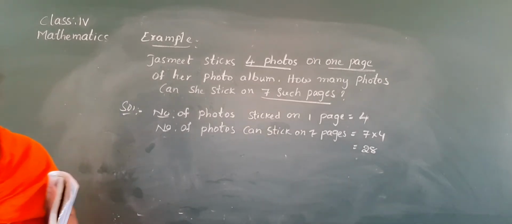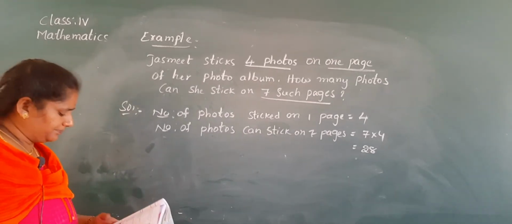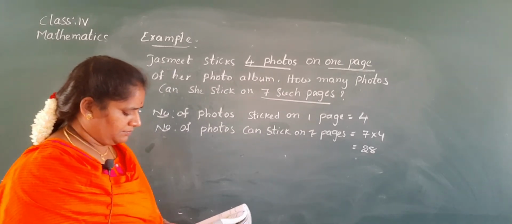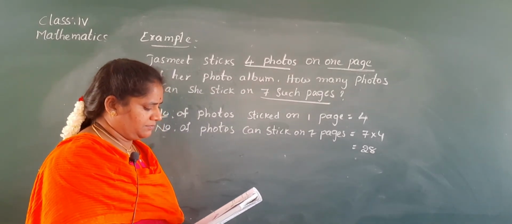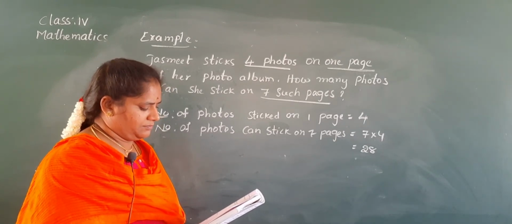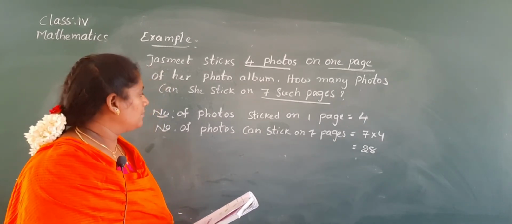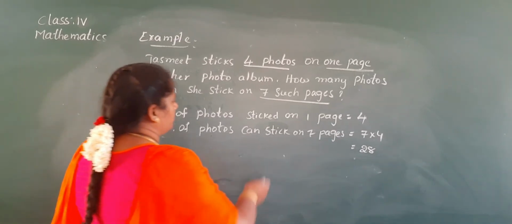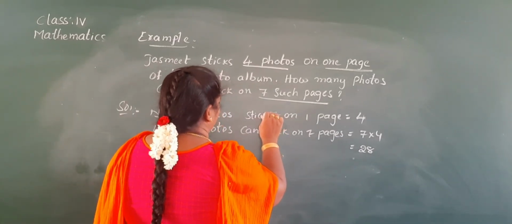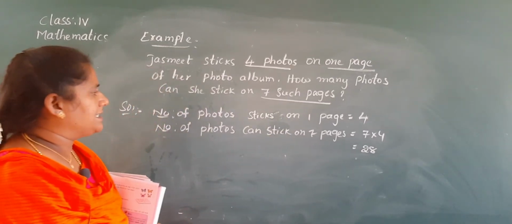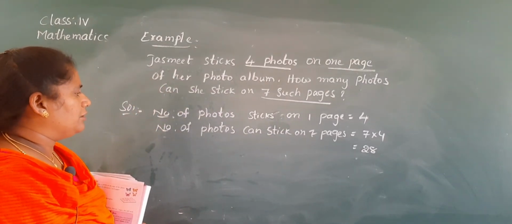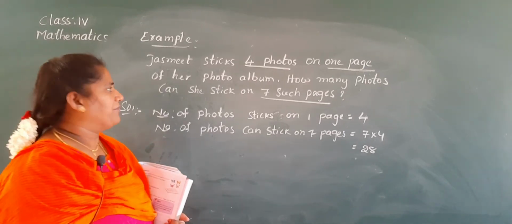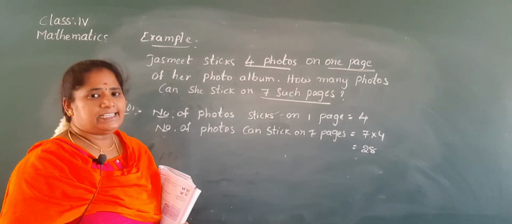Okay, is it clear to you, children? So here you write sticks, Nana, not stick. Number of photos sticks on one page. Number of photos can stick on 7 pages. 7 4s are 28 photos. Okay, is it clear to you, Nana?